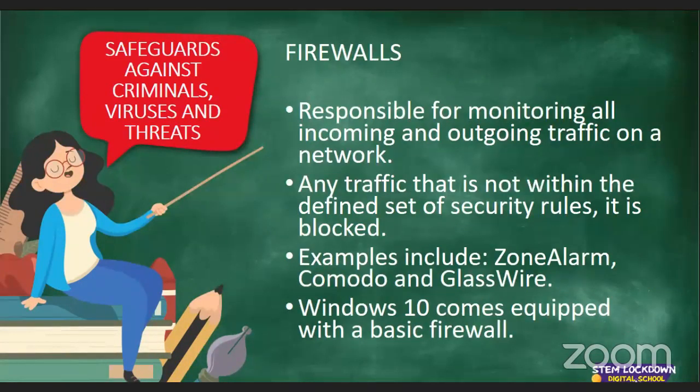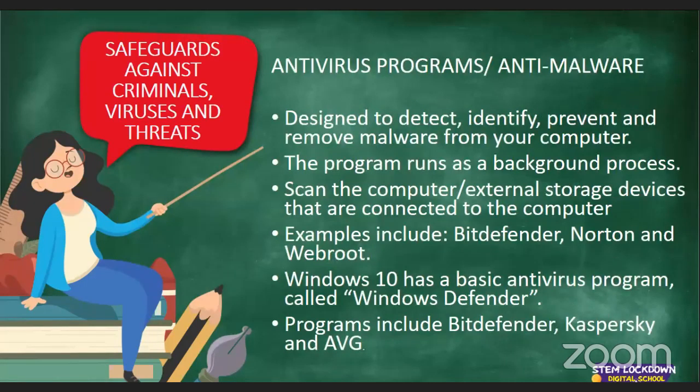Okay, so the firewalls are Zone Alarm, Komodo, and Glasswire. Well done. Those are two of the ones I mentioned. And then Carl, for the antivirus program, we can get Bitdefender, Kaspersky, and AVG. Okay, well done, you two. Those are great answers. Okay, so we can go to the next one.